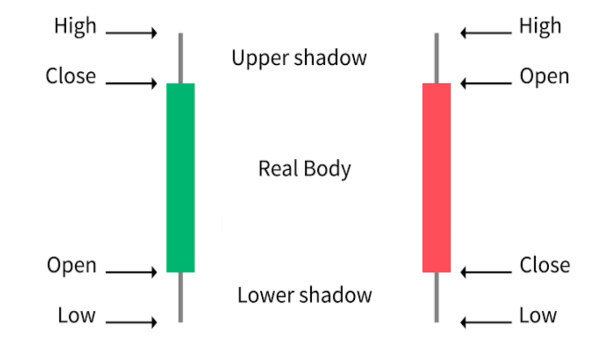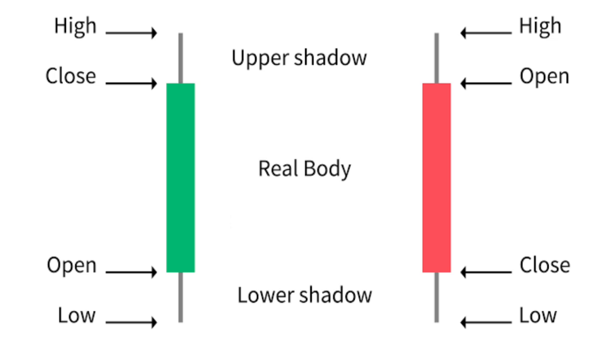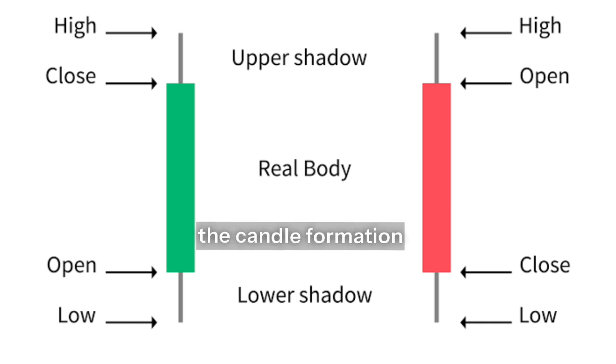Open price. The open price depicts the first price traded during the formation of the new candle. High price. The top of the upper wick/shadow indicates the highest price traded during the period. Low price. The bottom of the lower wick/shadow indicates the lowest price traded during the period. Close price. The close price is the last price traded during the period of the candle formation.